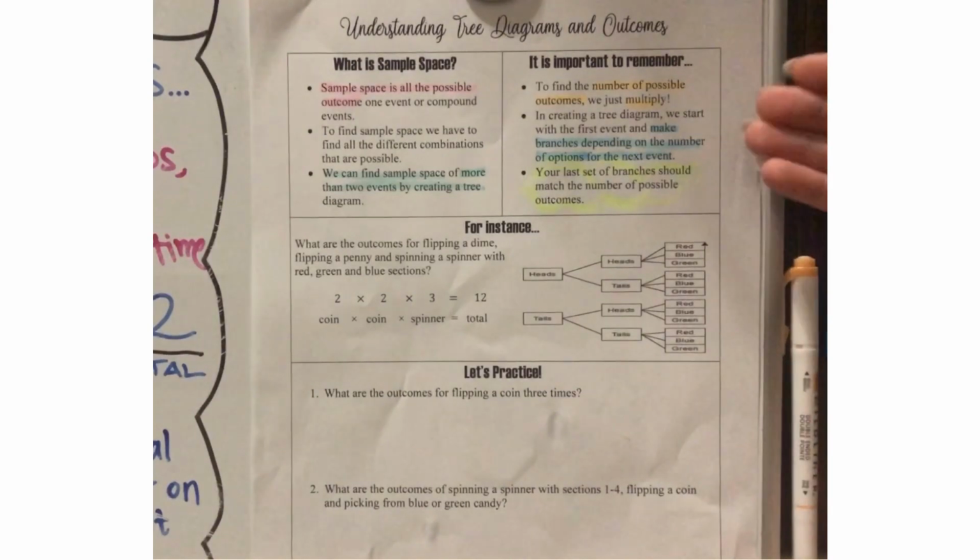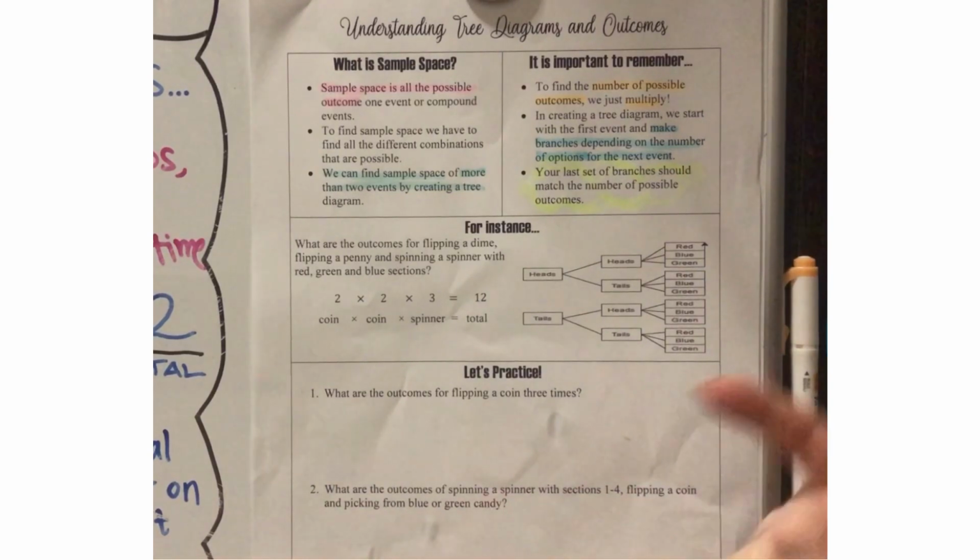All right, so everything I've highlighted at the top is pretty much what we talked about previously. So I'm gonna go ahead and move into the for instance section. If you wanna pause now to take note or highlight what I have, that would be great because it might be on your checkpoint. All right, so for the for instance section, what are the outcomes of flipping a dime, flipping a penny, and spinning a spinner with red, green, and blue sections?